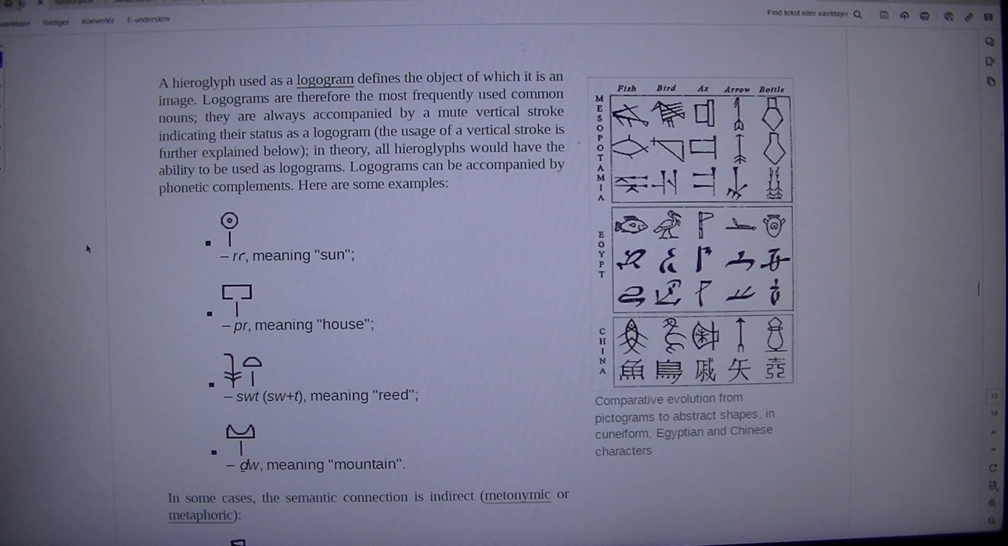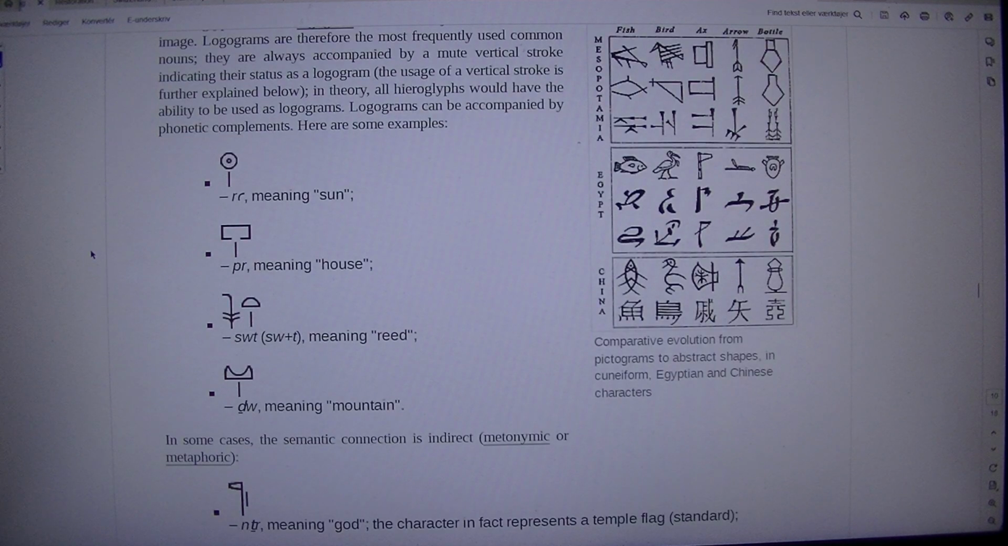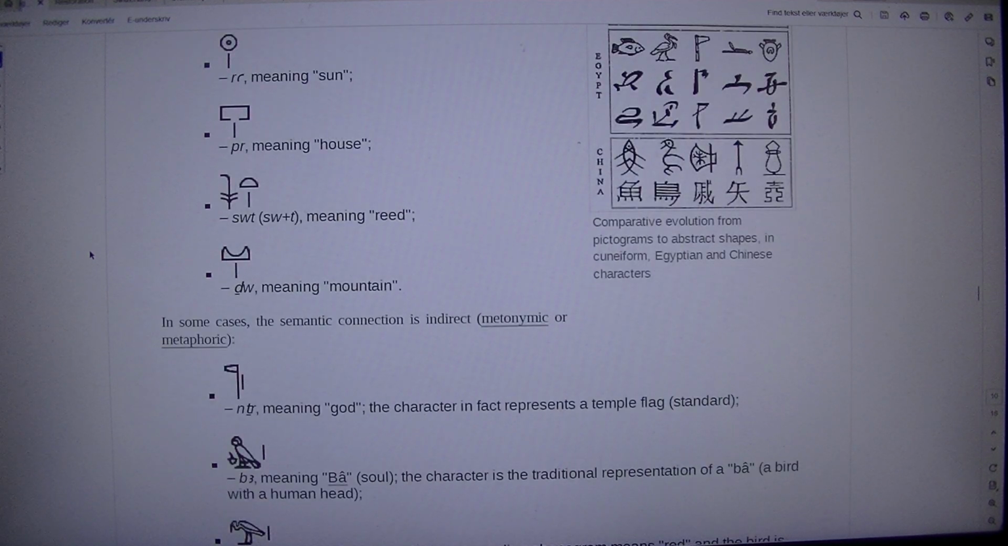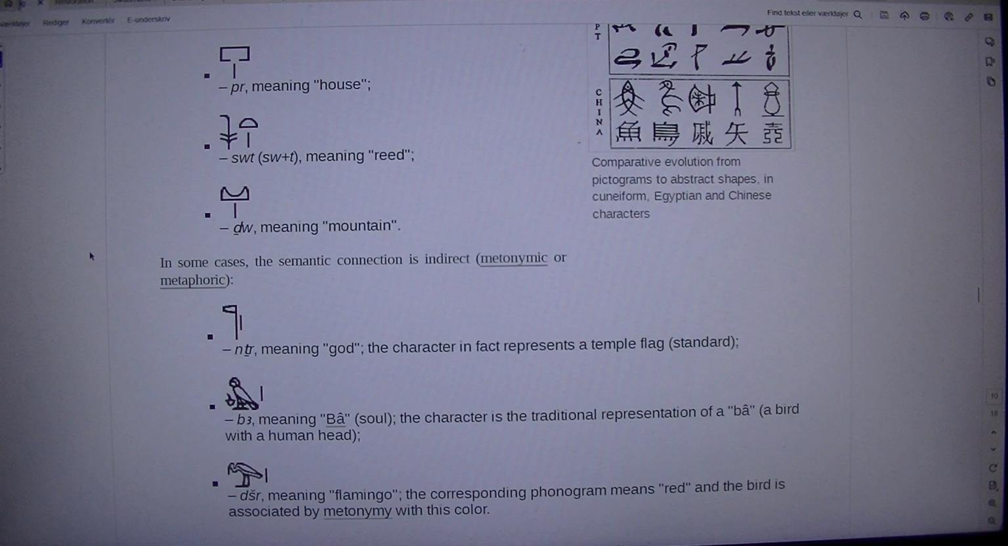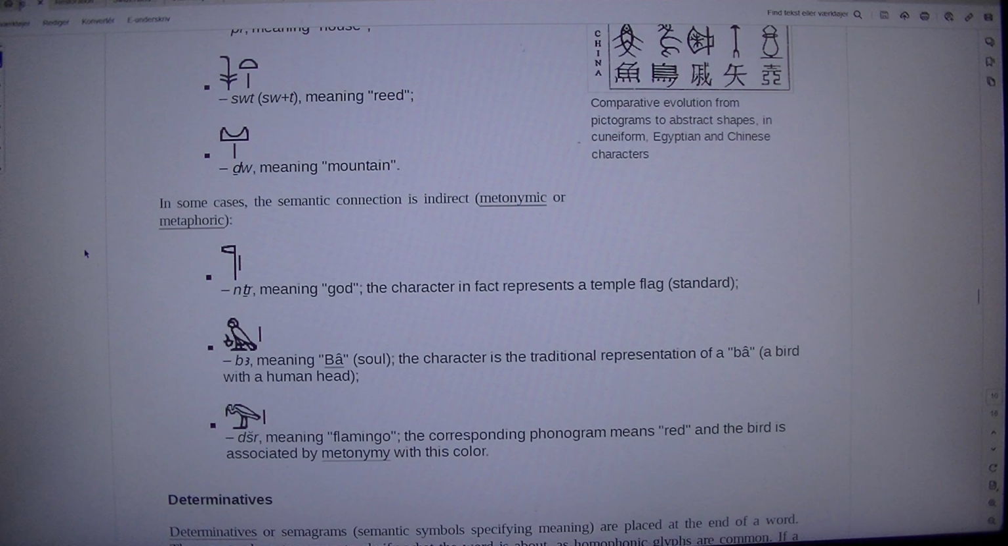Here are some examples. Ra, Z1, meaning sun. PR, Z1, meaning house. SW, T, Z1. SWT, SW and T, meaning reed. DW, Z1, meaning mountain.